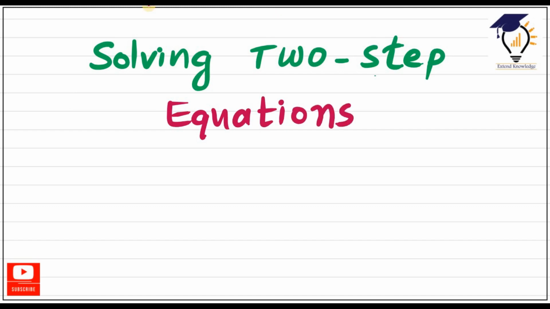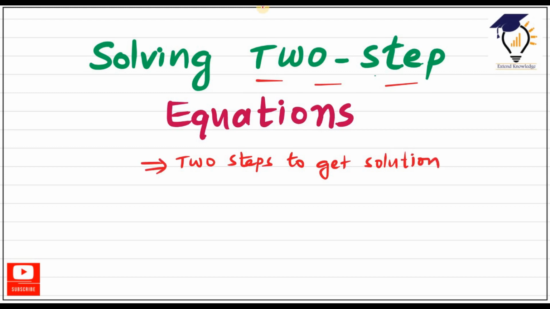Very simple. What is meant by two-step equations? Which takes 2 steps to get the solution. It can be any of the operations, like addition or subtraction or multiplication or division. So where we take two operations to solve the given equation, or in other words, an equation which takes 2 steps to give the answer is called a two-step equation. Let's have some practice on this.